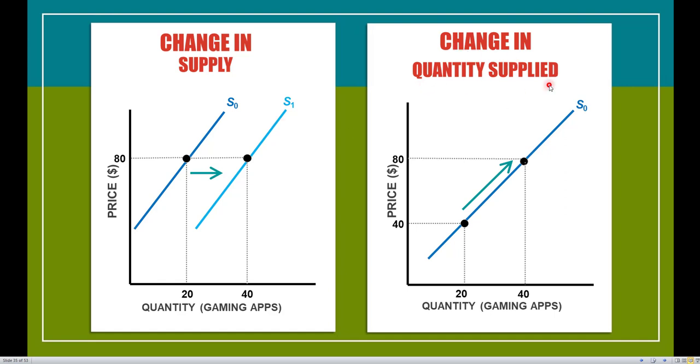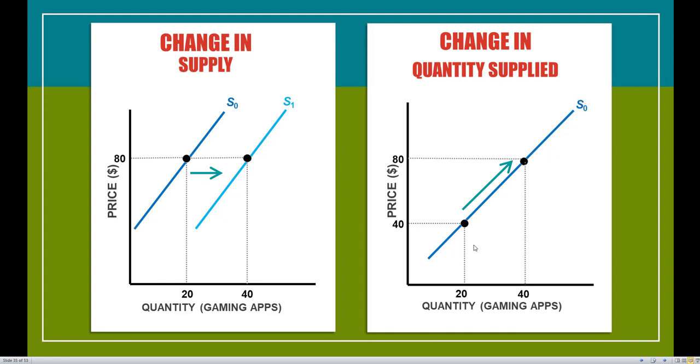A change in quantity supplied, however, this is where we're actually changing the current price of these goods. It's the law of supply in action. It's going to denote a movement along the supply curve. We end up on the same exact supply curve right here. We do not shift the supply curve.